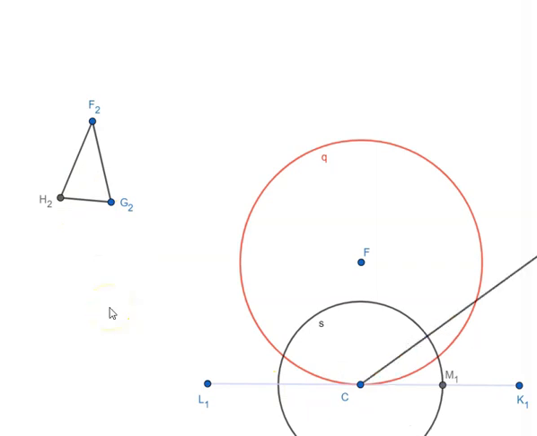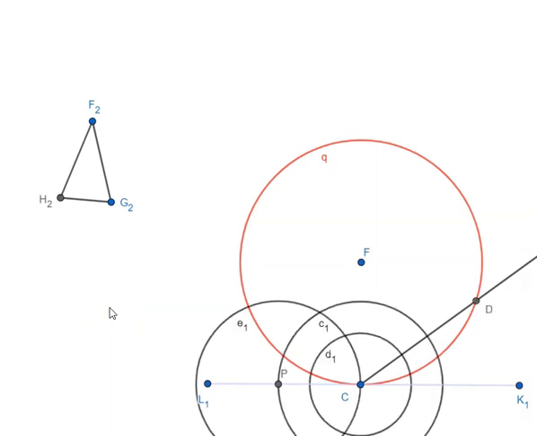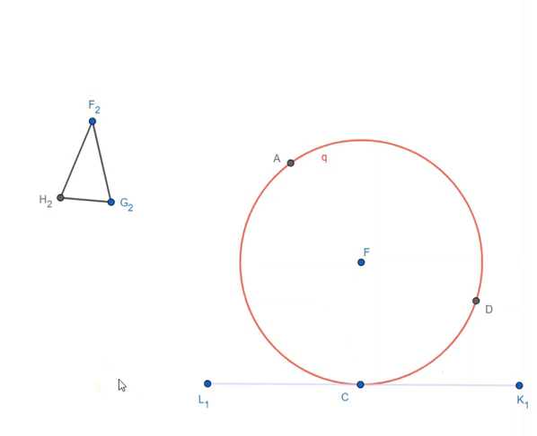Done. Now let's do the other angle, and again mark the point of intersection of the circle with this line. Now we don't require these lines. Hide these, and now let's join these points. So now this is equiangular to this triangle.